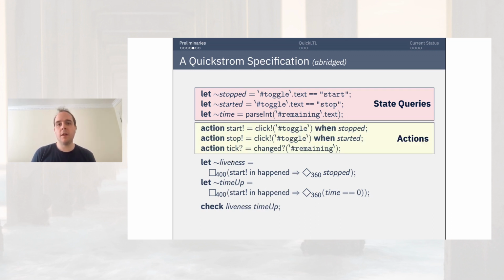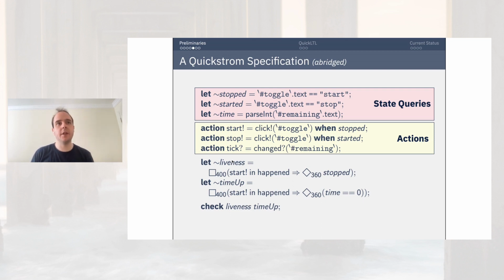The next thing we have is how we can interact with the application. So the first two actions are telling Quickstrom, for example, that we could click the toggle button if we wish to when we're in the stopped state, and that would be called the action start. Or we can click the toggle button when we're in the started state, and that's considered the action stop, right? So these are considered two separate actions because we've associated different preconditions to them.